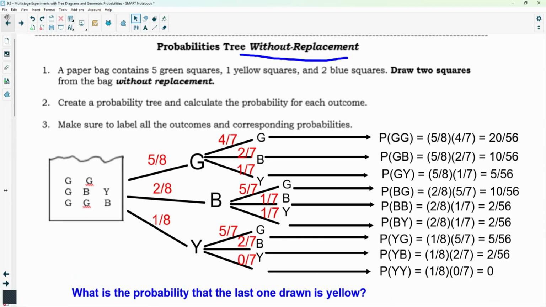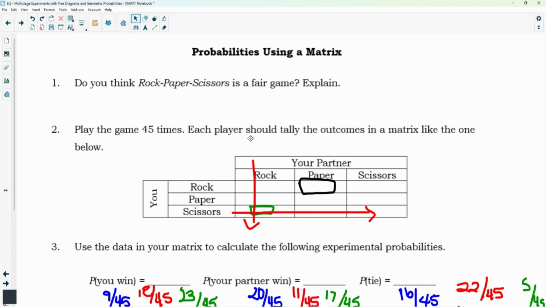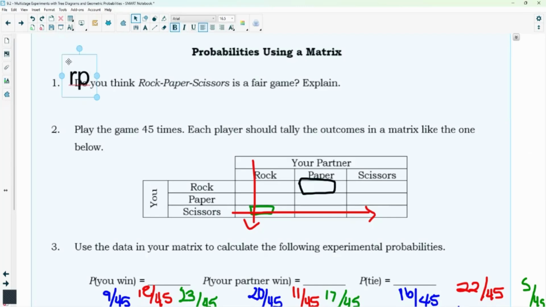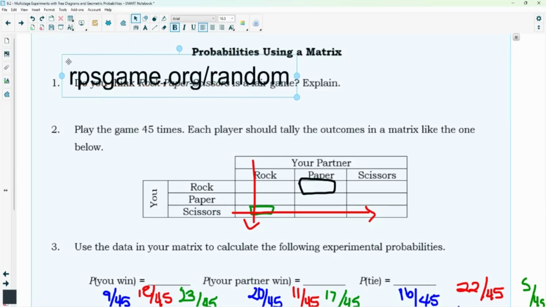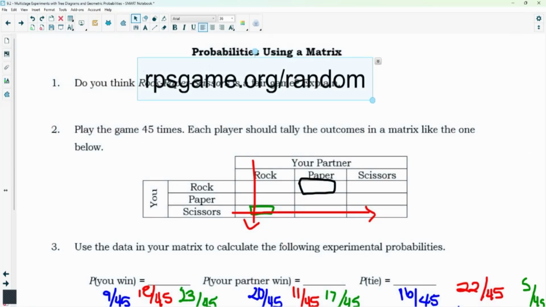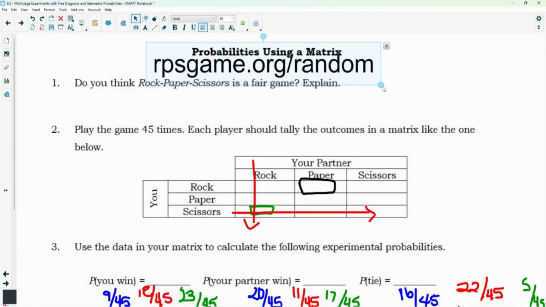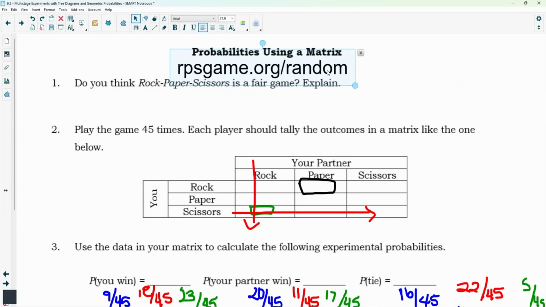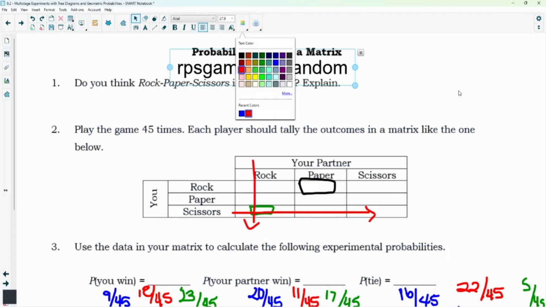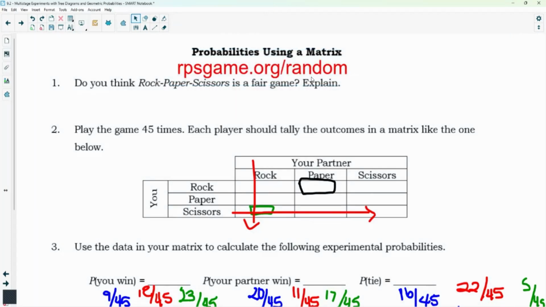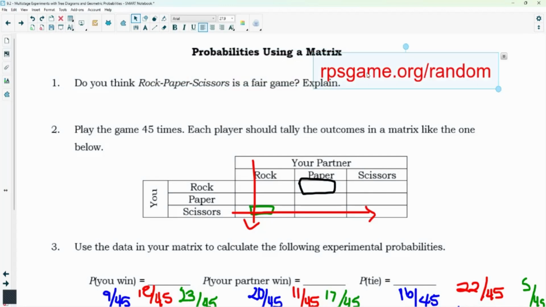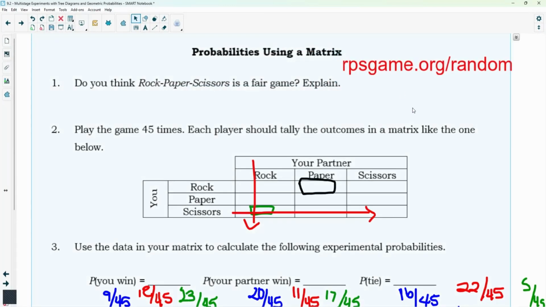And I told you that I was going to actually, let me go ahead and write it down here. For the rock, paper, scissors, you can actually use this website. Let me give you the website. It's rpsgame.org/random. And with this, you can play rock, paper, scissors with the computer and get some results. So it's rock, paper, scissors game, random. It's pretty cool. So you guys can use this one if you cannot play with somebody that you live with or whatever.